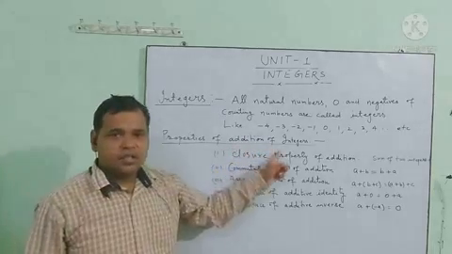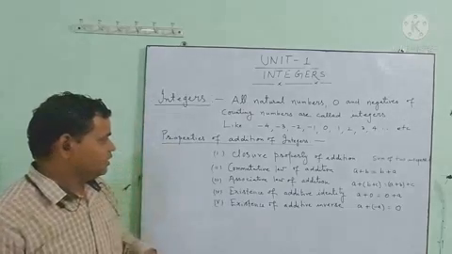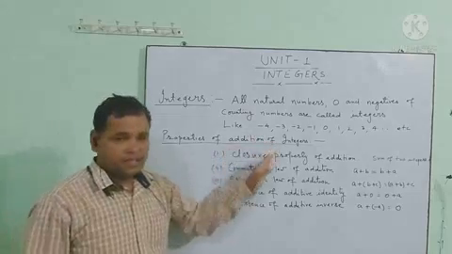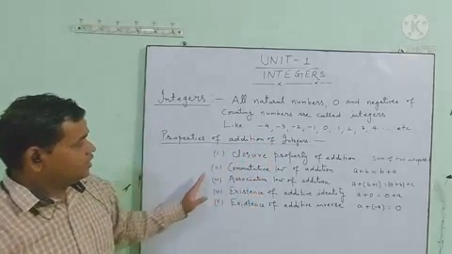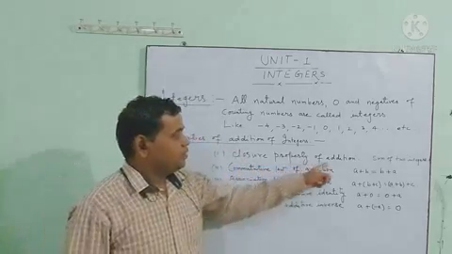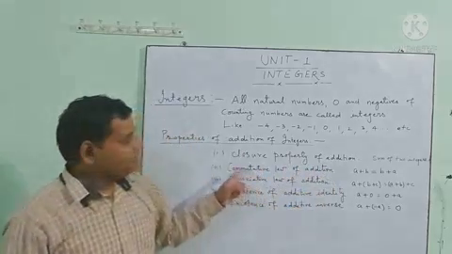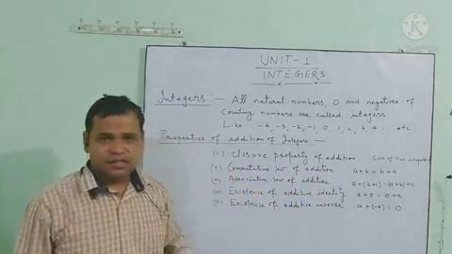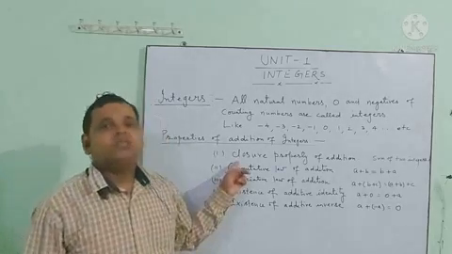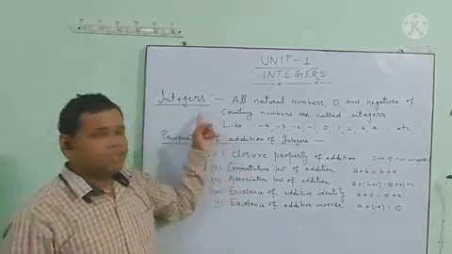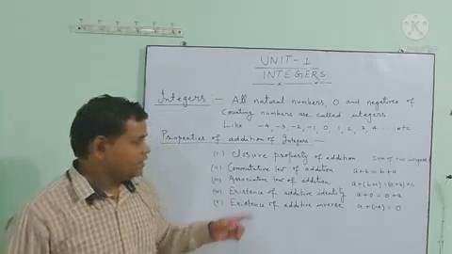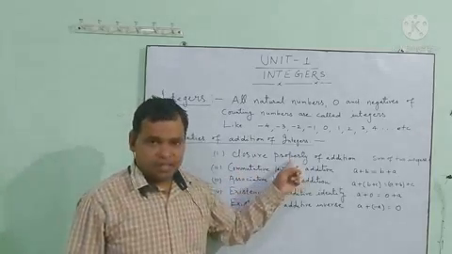properties of addition of integers. There are 5 properties of additions of integers. First property is closure property of addition. What is the meaning of closure property of additions? When we add two integers, their sum is also an integer. This is the closure property of addition.